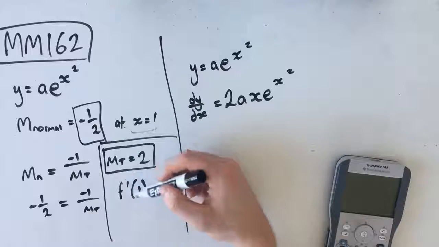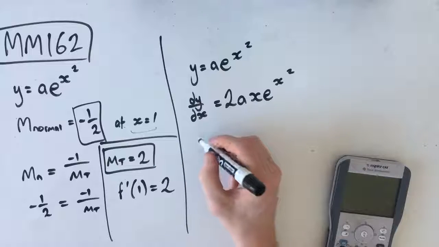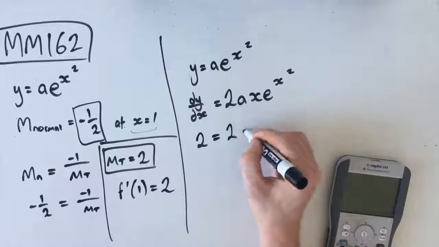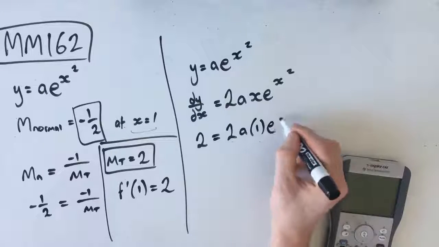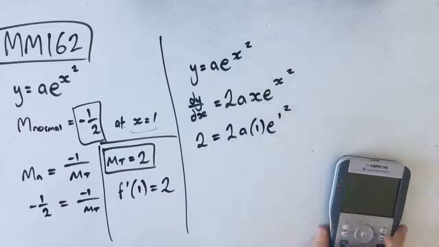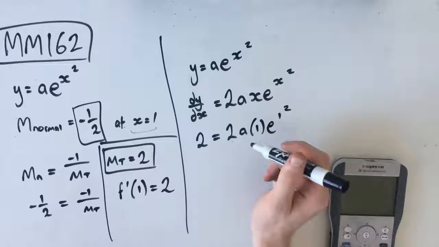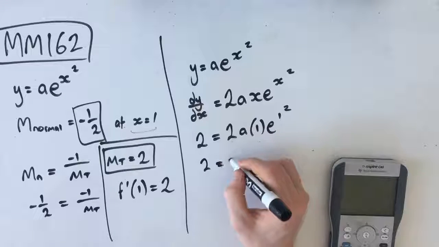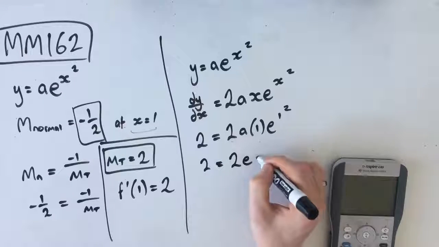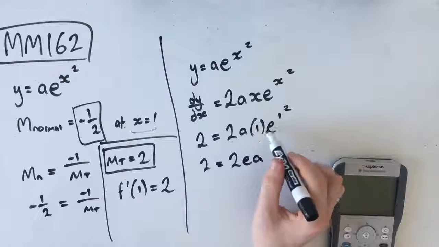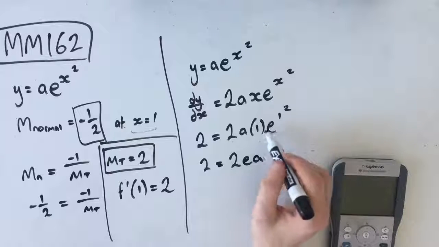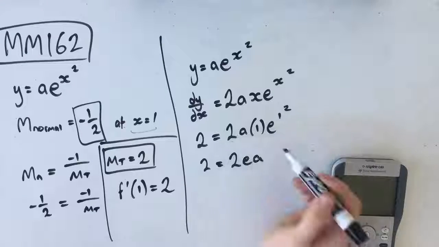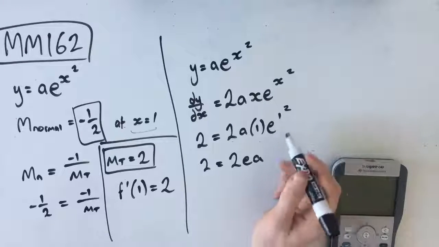We also know that f dash of 1 equals 2, which means that our gradient is 2 when x equals 1, which means that 2 equals 2a times 1 times e to the 1 squared, where we replace all our x's with 1's, and our gradient is 2 at that point. From here, we can see that 2 is equal to 2ea, because the times 1 just goes away. E to the power of 1 squared is e to the power of 1, which is just e. And then we get 2ae or 2ea, however you want to write it, doesn't matter.